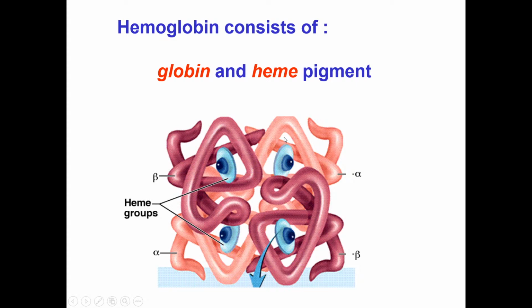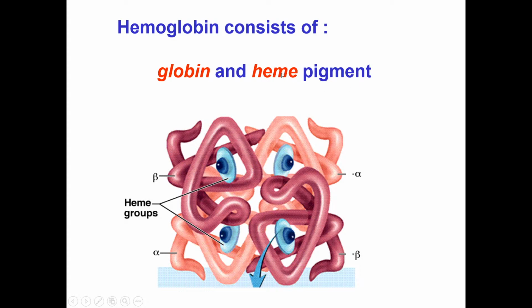Hemoglobin, which is found inside the RBC, is a wonderful protein, and it is a conjugated protein molecule which has two important portions. One is called heme, the second is called globin. The heme is the non-proteinaceous portion of the hemoglobin, whereas the globin is the proteinaceous portion of the hemoglobin.